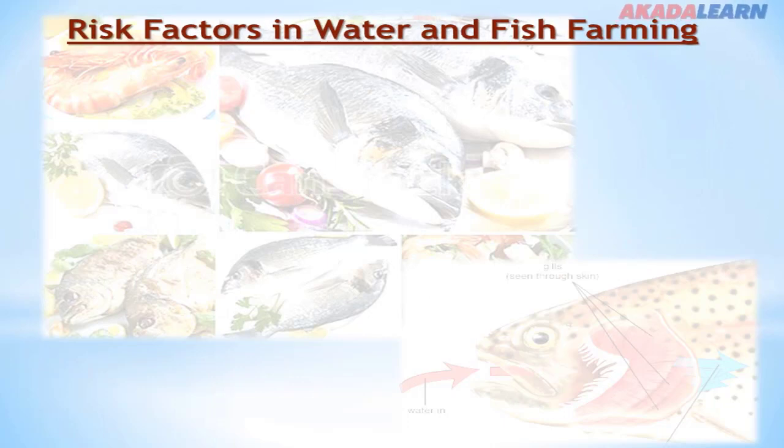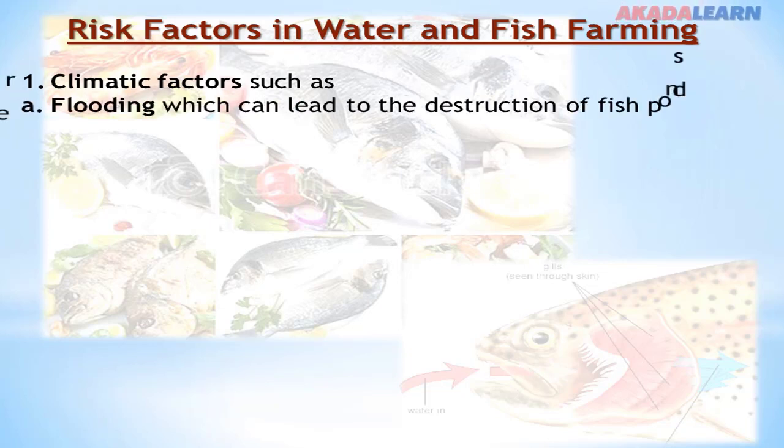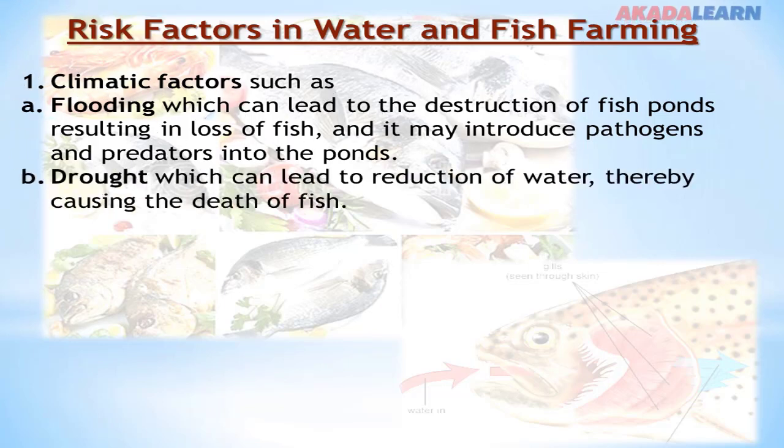Risk factors in water and fish farming. There are some factors that have the potential to impact fish production negatively. And these factors are, number one, climatic factors, such as flooding, which can lead to the destruction of fish ponds, resulting in loss of fish, and it may introduce pathogens and predators into the ponds. Then we have the drought, which can lead to reduction of water, thereby causing the death of fish.